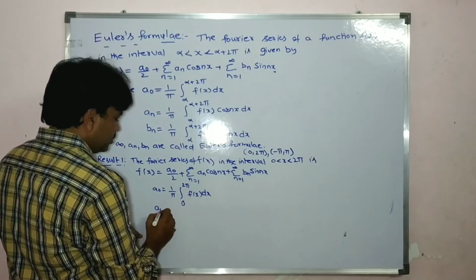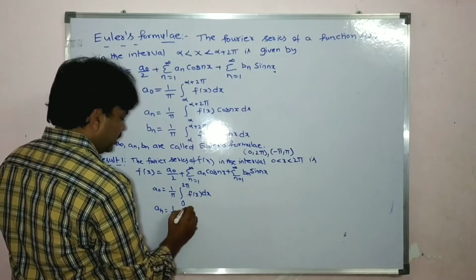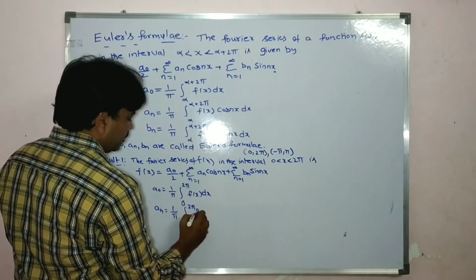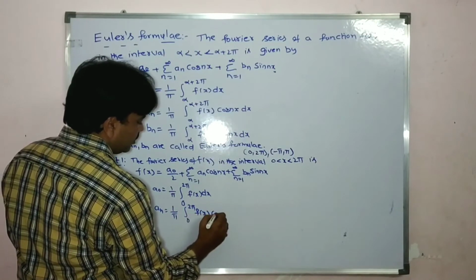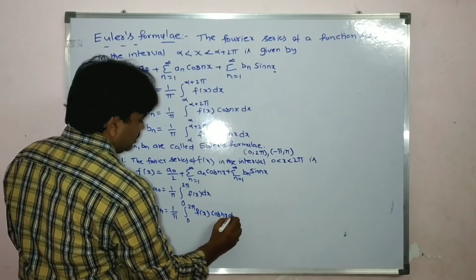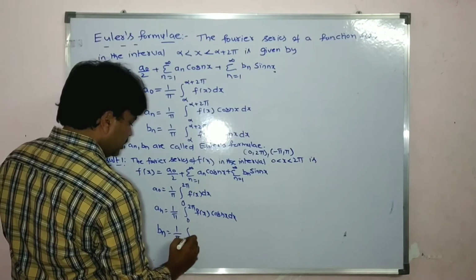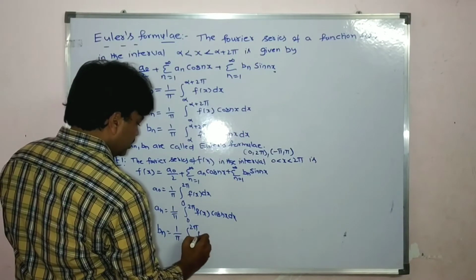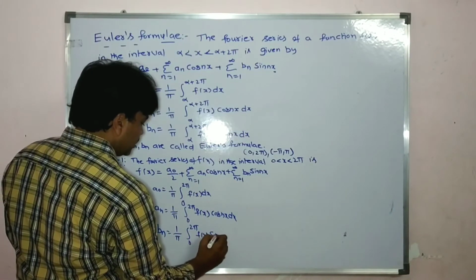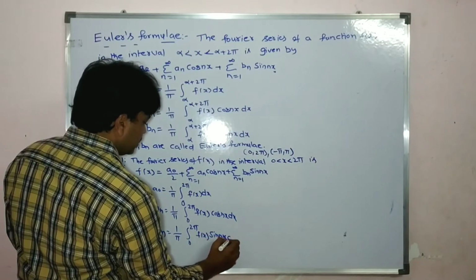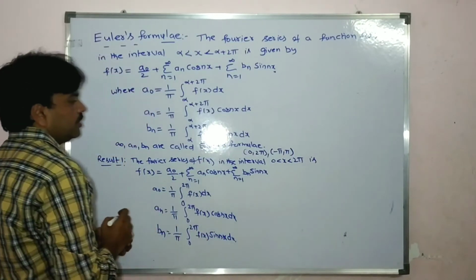Now what is the a n value, students? 1 by pi integral 0 to 2 pi f of x cos nx dx. And what is the b n value, students? b n value is 1 by pi integral 0 to 2 pi f of x sin nx dx.